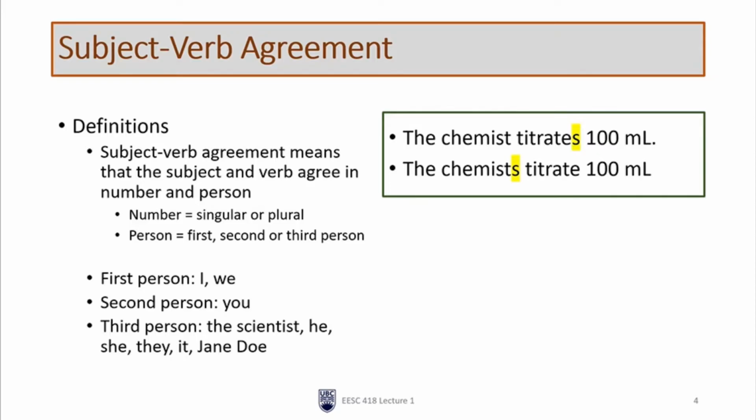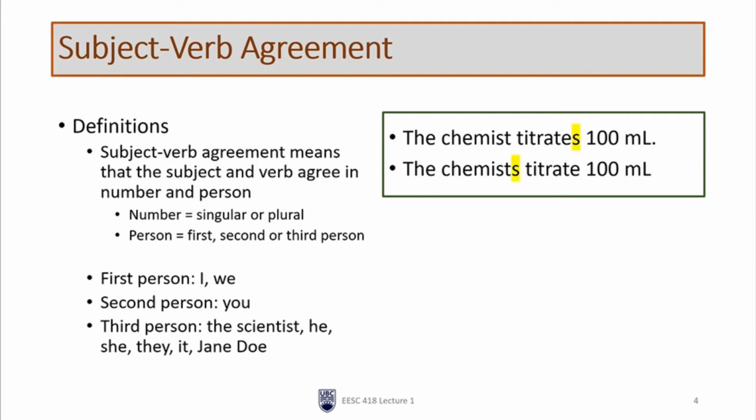And you may recall that the first person is I or we, second person is you, whether it's singular or plural, and the third person means you're talking about somebody else, either by a proper noun, a name, or a pronoun. So the scientist, he, she, they, it, Jane Doe, this person, that person, these are all in the third person.